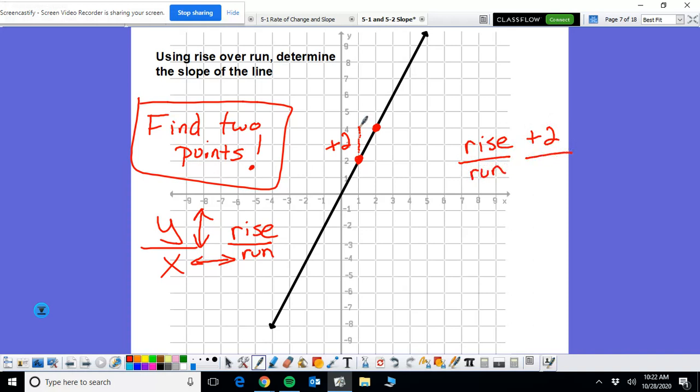I have to go from here to the right. How many places? Just basically 1 block. +1. Now, obviously, up is plus and right is plus. Down, if we have to go down, is negative. Left is also negative if we have to do that. So I just found my slope.